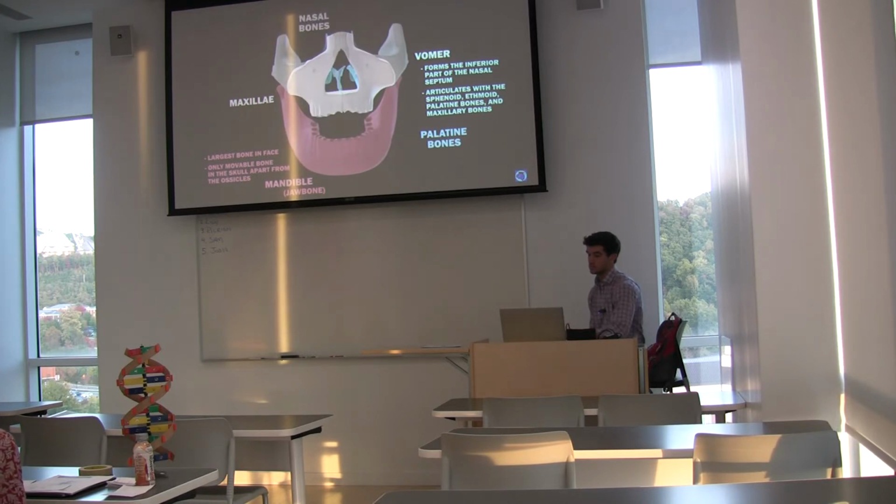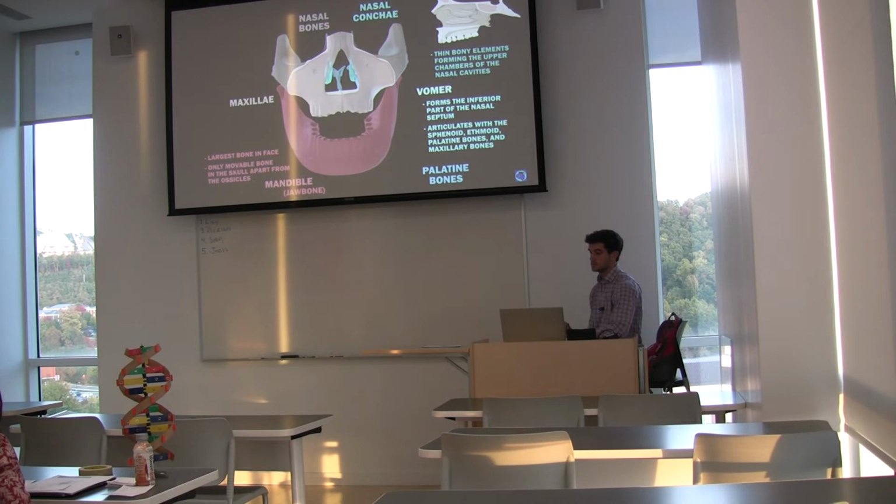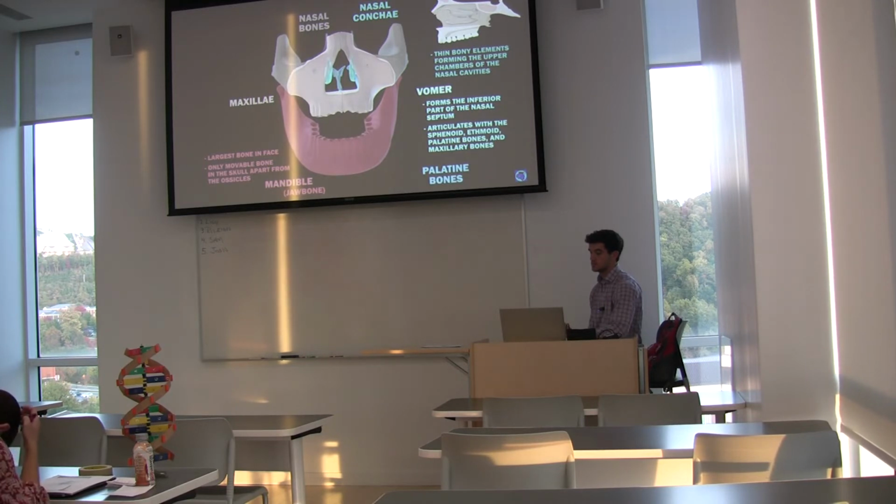The pair of nasal bones form the bridge of the nose and are joined at the internasal suture. The nasal conchae are thin bony elements forming the upper chambers of the nasal cavity. They are composed of 3 pairs: the inferior, middle, and superior conchae.